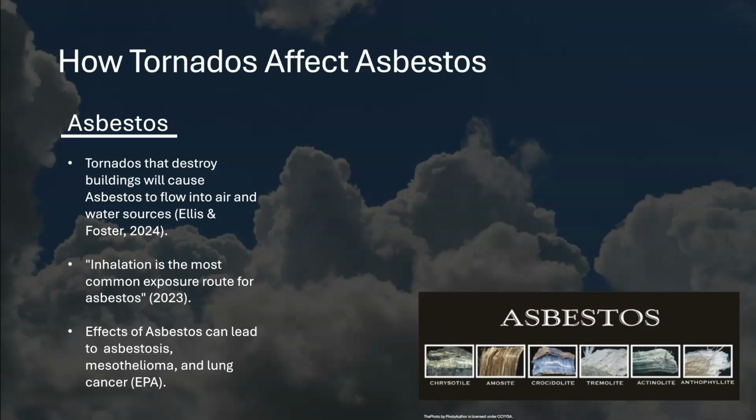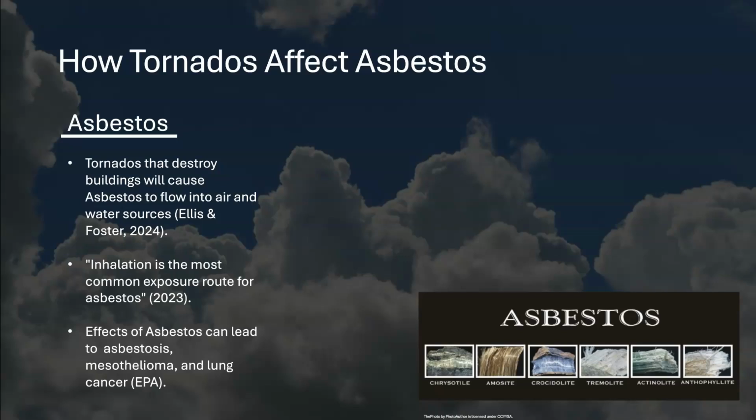Furthermore, another way tornadoes affect our air quality is asbestos. Asbestos is mostly, like I said before, the insulation, the thin fibers in the air that are very toxic and not healthy to breathe in. So when these tornadoes destroy buildings, they release asbestos into the air, and inhaling most of this asbestos, especially after a tornado, could lead to negative health effects such as asbestosis, mesothelioma, and lung cancer, as stated by the EPA and lungcancer.org or lungcancer.gov.